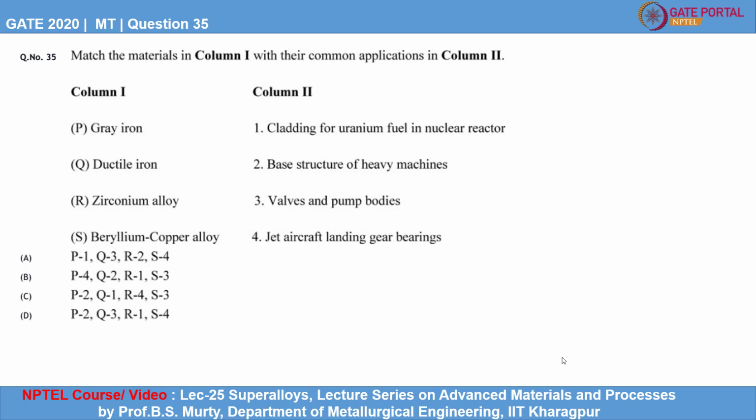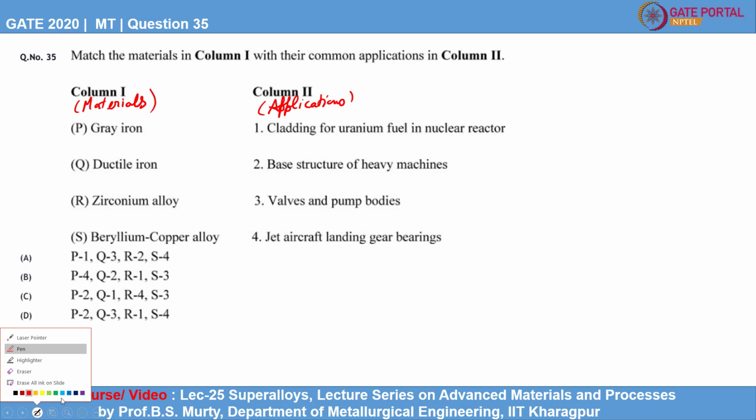GATE 2020 Metallurgical Engineering Question 35. Match the materials in column 1 with their common applications in column 2. So column 1 represents your materials, while column 2 represents your applications.